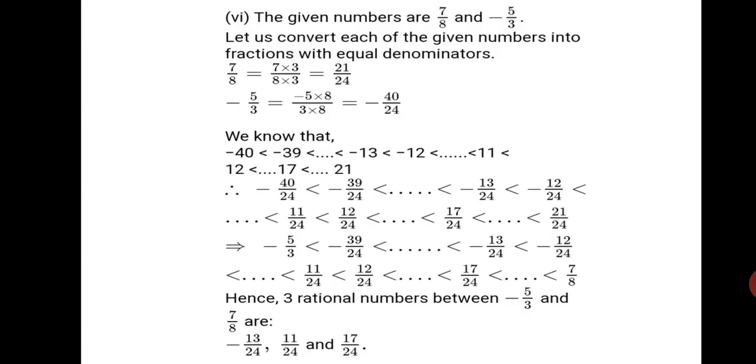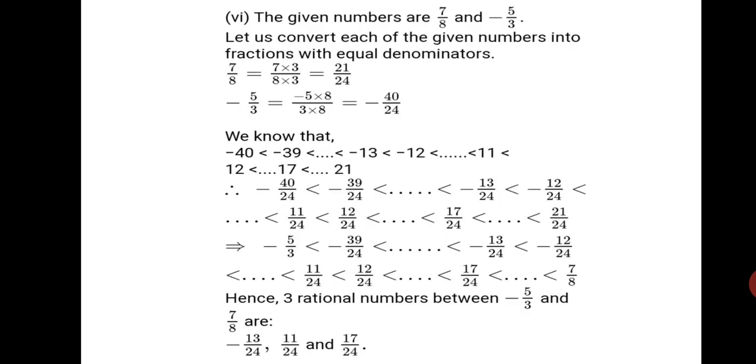Therefore, minus 40 upon, now our denominator is 24. Minus 40 we have started with, upon 24. Go on till which number? Yes, we have to go on till 21 upon 24. Okay, so 21 upon 24 means look up 7 upon 8. So we have stopped at 7 upon 8 because all these numbers in between are the answers that are required.